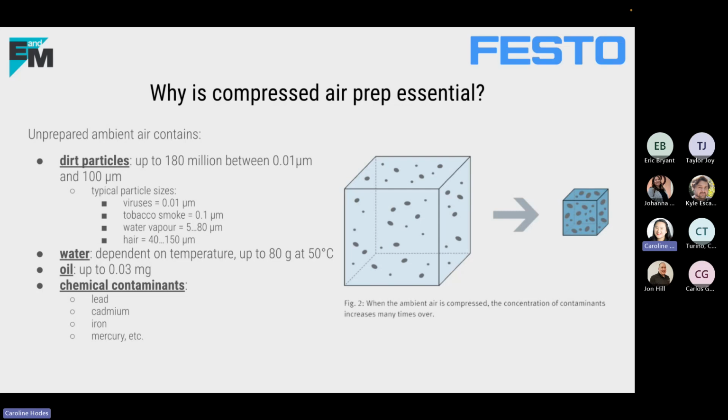And then also water. Water is almost always in our air supply, and it can be made up as humidity. Then oil can also make that up, as well as chemical contaminants. Another really important thing to note is that when ambient air is compressed, the concentration of contaminants will increase as the volume of that ambient air decreases.